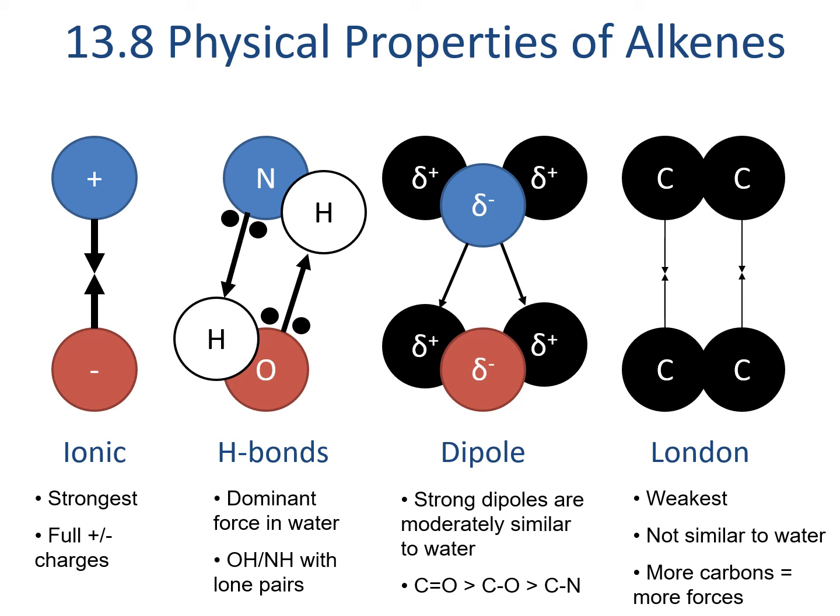London forces are the strongest intermolecular forces in alkenes because they don't have any electronegative atoms, just carbons and hydrogens. That means they'll vaporize very easily. They'll have low boiling points. However, just like in alkanes, increasing the number of carbons in an alkene will increase the chances for London interactions and increase the boiling points.